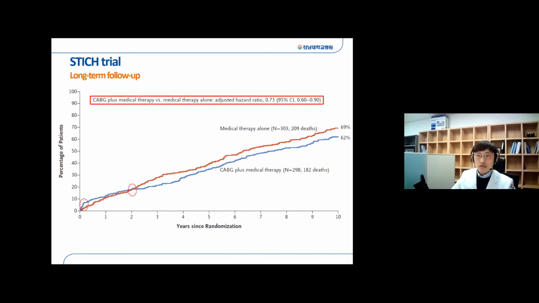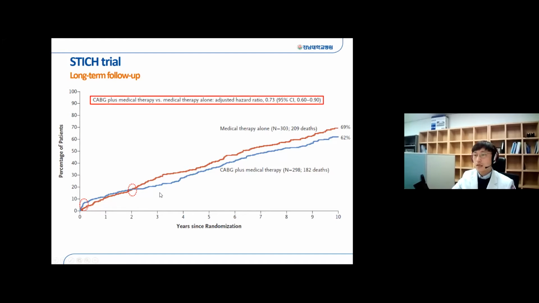But another trial, the STICH trial, failed to show a significantly better outcome for revascularization for viable myocardium. Here, this is the long-term follow-up of the STICH trial, and they found that CABG was associated with a significantly better outcome as compared to medical therapy alone when ICMP was diagnosed. Here you can again see the very interesting crossing points of cardiology trials comparing medical and invasive strategies.